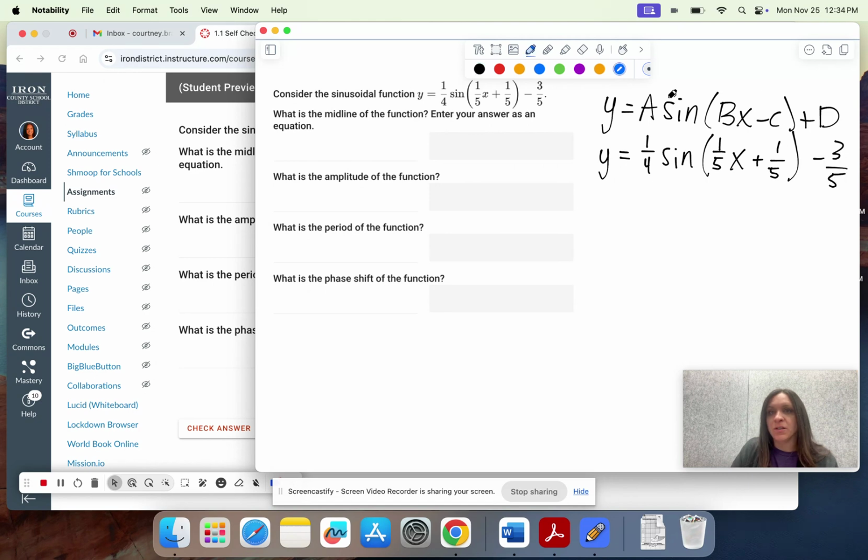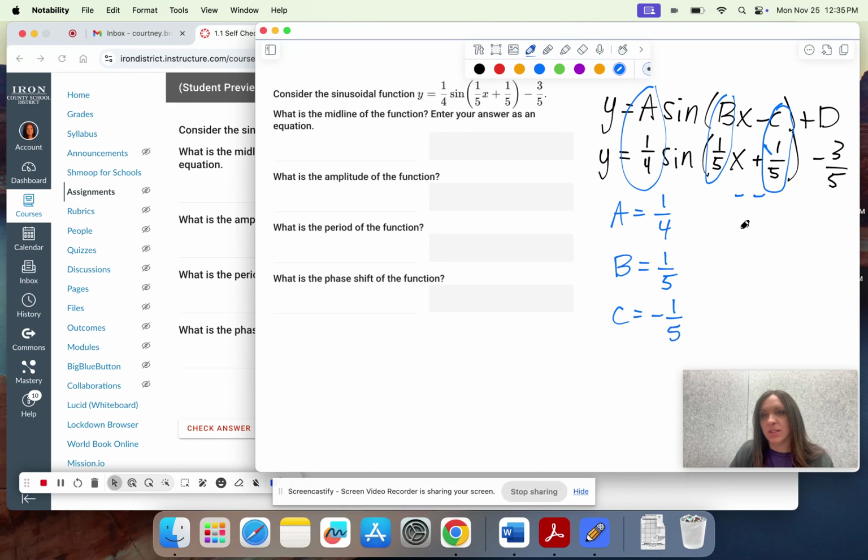Okay, so A is 1/4, B is 1/5, C is not positive 1/5. Remember, it's minus minus, so it's actually negative 1/5. It's the opposite sign. And then D is negative 3/5.